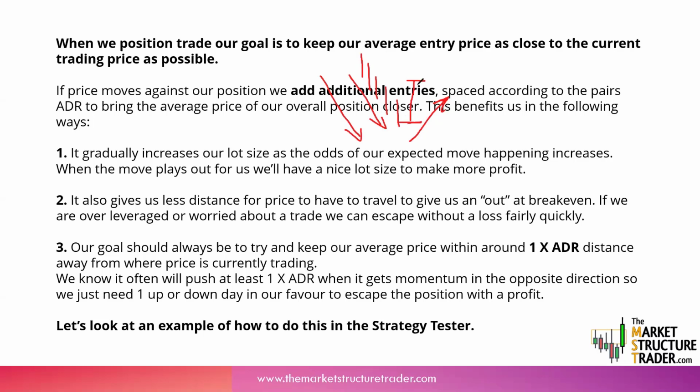And this is quite often at least one ADR, quite often more than that, which is why we have our average daily range indicator, because that allows us to measure how far we expect that big, strong move in the opposite direction to go. So if we can keep the average price of our positions within one average daily range, we'll find that when that move starts, it gives us a really easy opportunity to exit our position. So we're just basically gradually getting in, waiting for them to take their profit. And when they do, we're out.